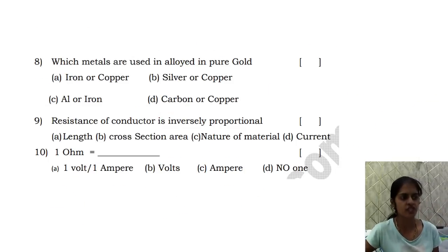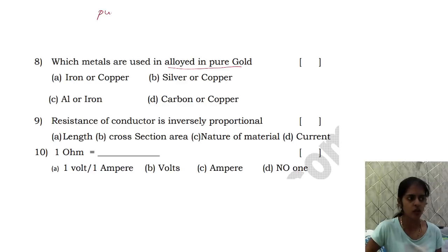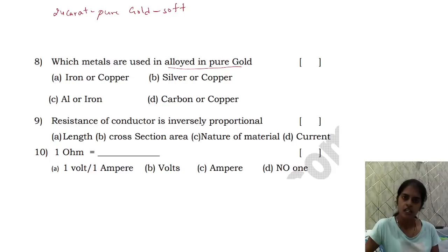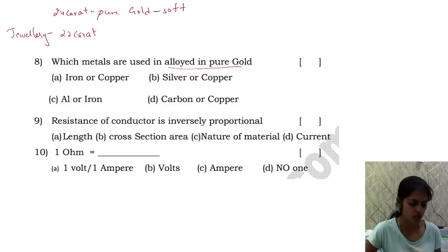Which metals are alloyed in pure gold? Why do we alloy and make pure gold into impure? Pure gold is very soft. If you want to make ornaments out of it, you cannot make any proper shape because it is very soft. 24 carat is pure gold. So to make jewelry, we make 24 carat into 22 carat, and then it is a little hard.